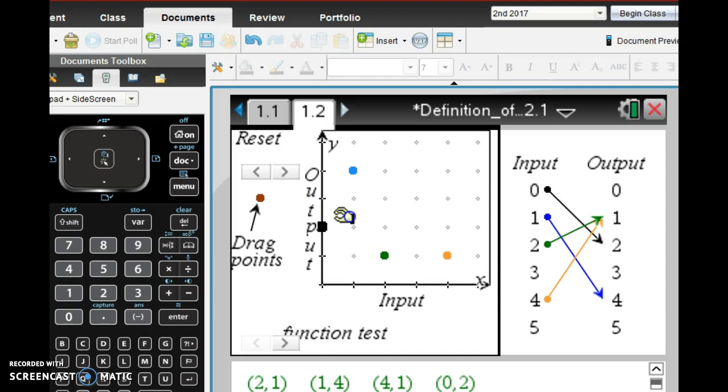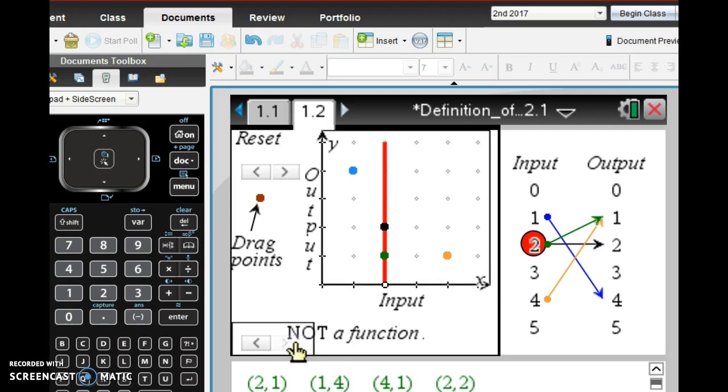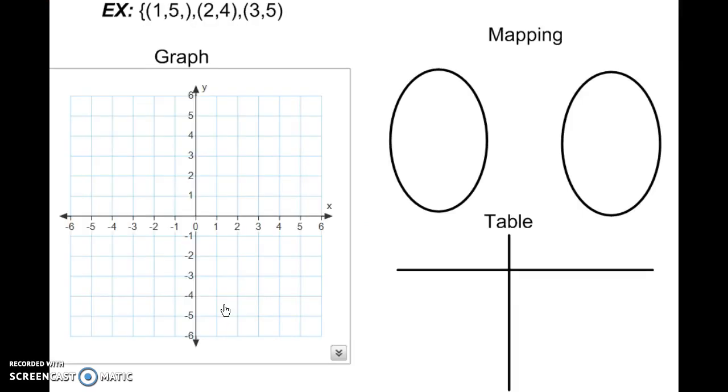Let's see if I add another point here. Let's see what happens. So if I add a point here, now I have the point 2, 1 and the point 2, 2. Let's test to see if this is a function. And you can see that it's not a function because the domain value of 2 has 2 partners. Domain of 2 maps to 1, and 2 also maps to 2. That's a no-no. So it doesn't pass what we call the vertical line test. So this is not a function. Even though this is a relation, it's a set of 4 ordered pairs, it's not a function. So we'll get back to that function idea in just a minute.